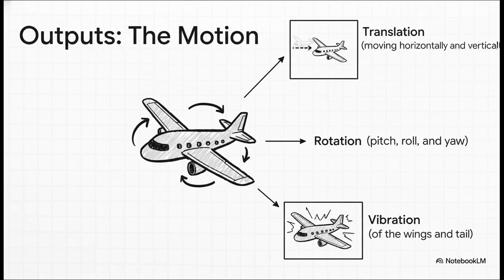So, if those forces are the inputs, the causes, what are the outputs? What are the responses? Simple: the airplane's motion. But it's not just one thing. There's translation, that's just moving from point A to point B. There's rotation, the pitching up and down, the rolling side to side, and the yawing left and right. And then there are even subtler responses, like the vibration you might feel in the wings during turbulence. All of that is the output.